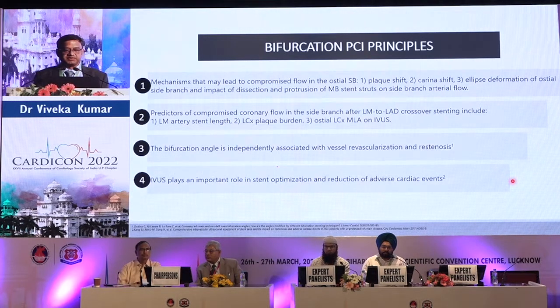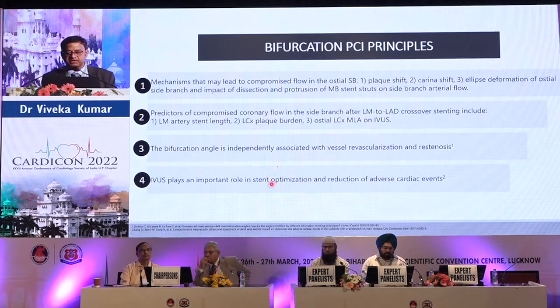The principle is that the mechanism may lead to compromise of flow in the ostial side branch; plaque shift may be there, carina shift, and ellipse deformation of the ostia may be there. There may be predictors of compromised coronary flow in the side branch after left main to LAD crossover stenting. So we need to look at the stent length. We also have to have adequate size for the POT in the proximal part, and the plaque burden in the side branch is also very important.